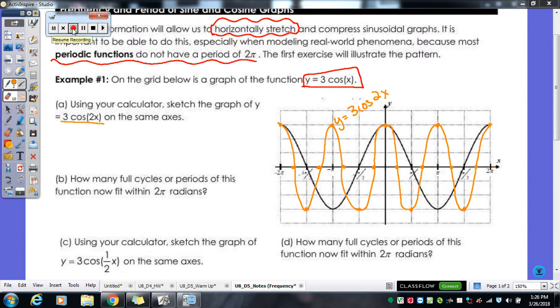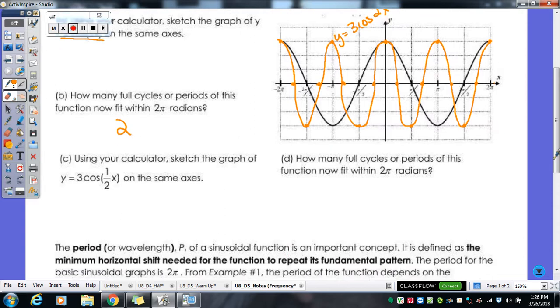All right, so how many full cycles or periods of this function fits into 2 pi radians? And that would be 2. We got 2 complete cosine curves by the time we got to our 2 pi radians. So now we're going to sketch on there 3 cosine of 1/2 x.